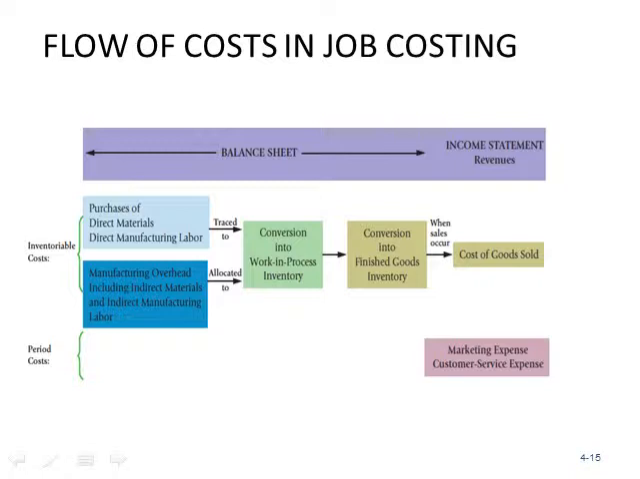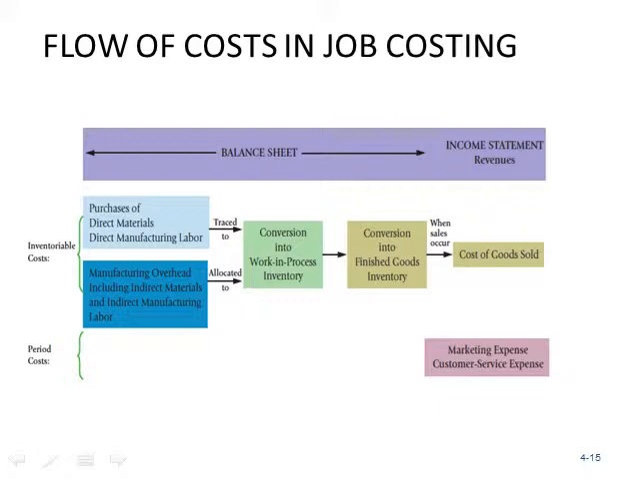Here we have a broad framework for understanding the flow of cost in job costing. The upper section illustrates the flow of inventoriable cost from the purchases of materials and other manufacturing inputs to their conversion into work in process and finished goods to the sales of finished goods. The lower section illustrates the flow of period cost, marketing and customer service costs. These costs do not create any assets on the balance sheet because they are not incurred to transform materials into finished products. Instead, they are expensed in the income statement as they are incurred to best match revenue.